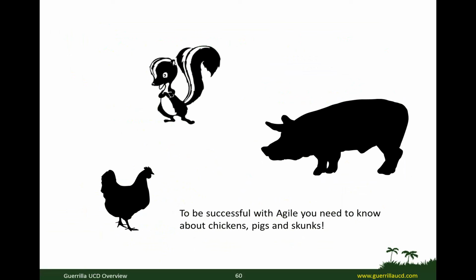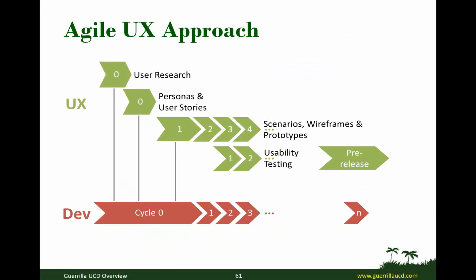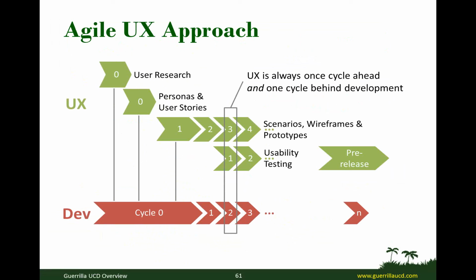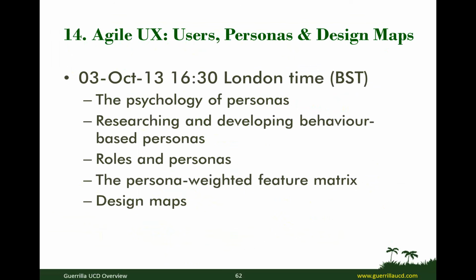You may be familiar with chickens and pigs in an Agile setting, and perhaps the skunk is new to you, but I'm not going to spoil the fun here. We look at the parallel streams approach, as I mentioned, and this is one part of that, trying to actually, on the user experience stream, cope with what's coming as well as with what's already been done.